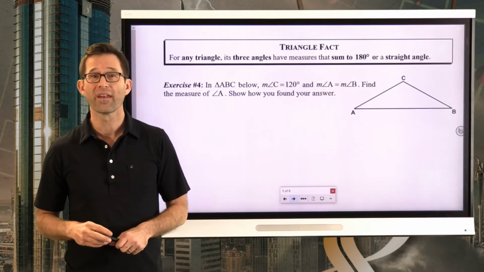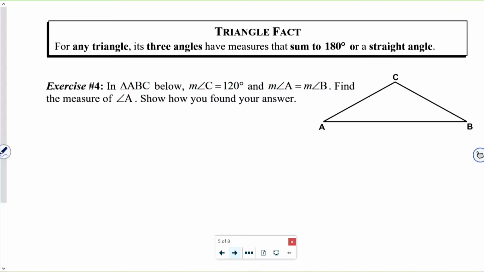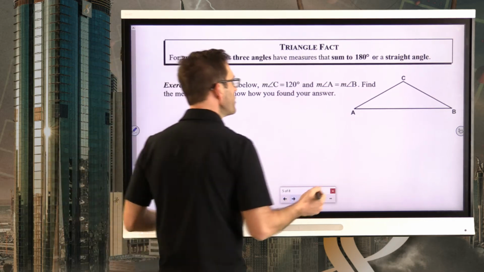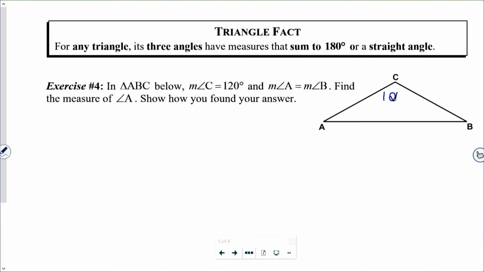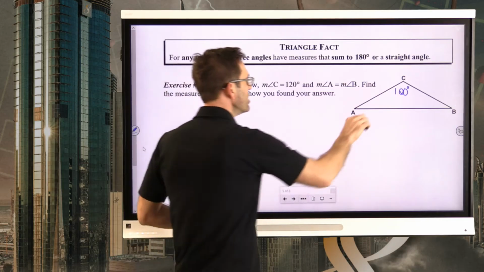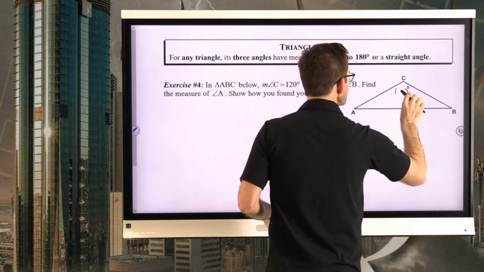Let's take a look at exercise number 4. In triangle ABC below, the measure of angle C is 120 degrees, and the measure of angle A equals the measure of angle B. Find the measure of angle A, and show how you found your answer. All right, so this is a very, very common problem. Here we've got the measure of angle C is 120 degrees. That doesn't really look like a 2, but let me take another shot at it. Looks like a very funky 2.